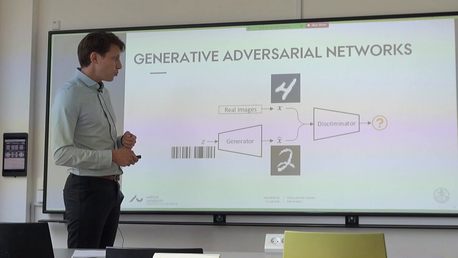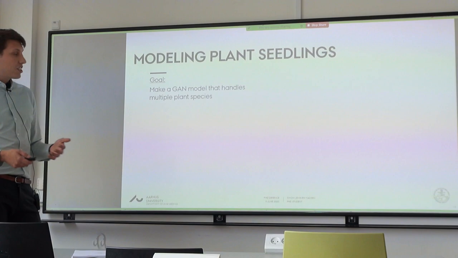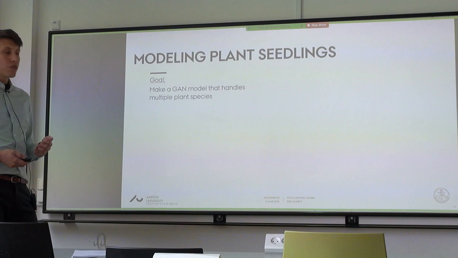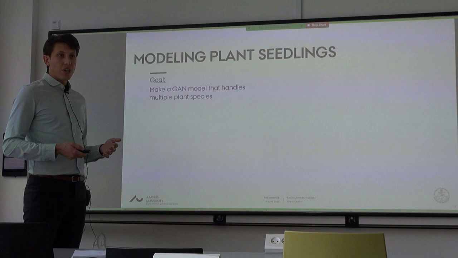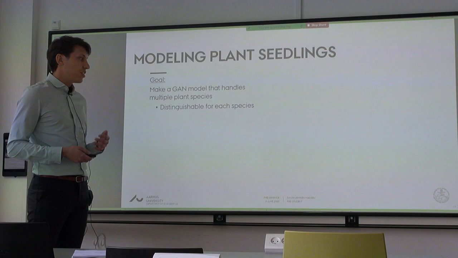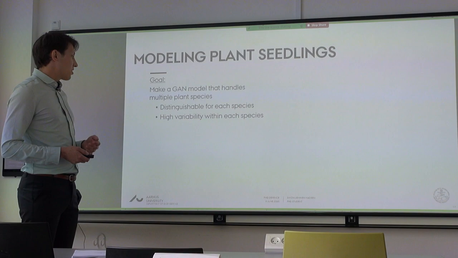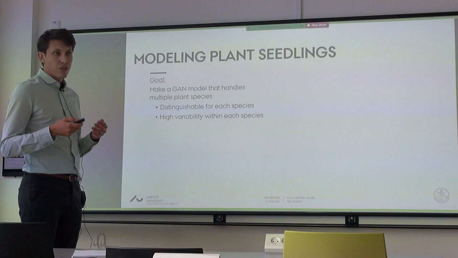In my work, I have tried to use these GAN models to create artificial samples of plant seedlings from multiple different plant species. Since we are going to try to model multiple plant species, we want the model to be able to create distinct samples for each of the individual species that I try to model. And additionally, I would like the samples to still exhibit a high degree of variability within the samples for each species.